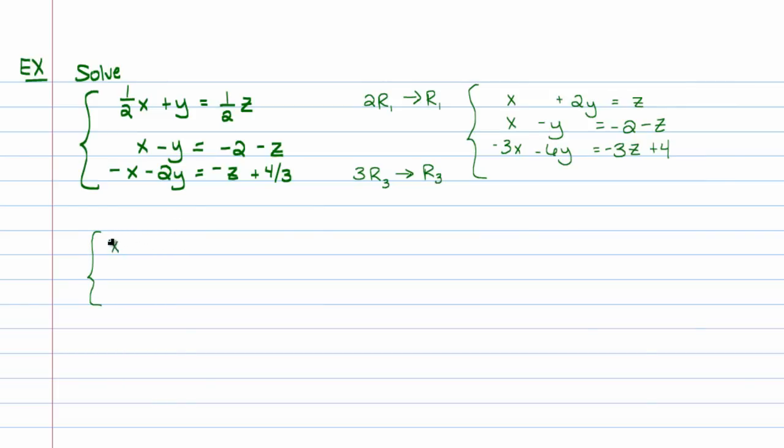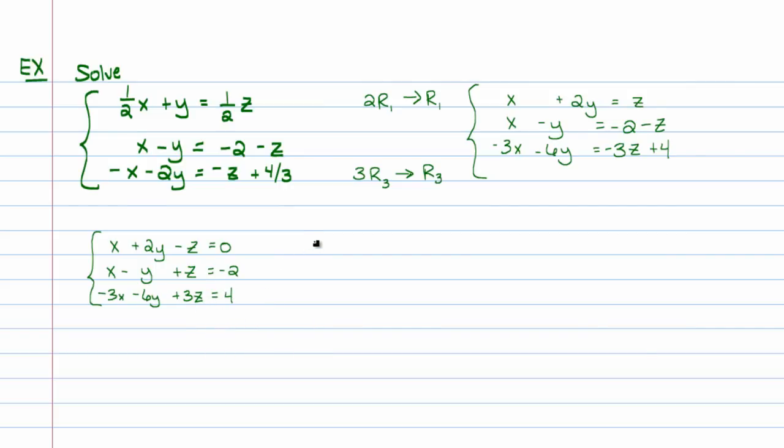The first equation is just x plus 2y minus z is equal to 0. Second equation is x minus y plus z is equal to a negative 2. And then finally I have a negative 3x minus 6y plus 3z is equal to 4. Now I have decisions to make, right?